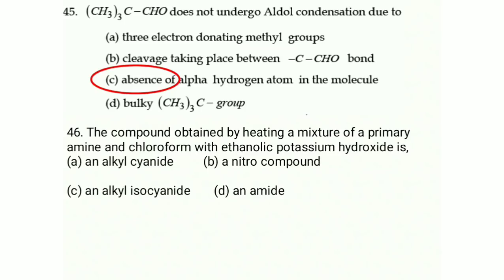The compound obtained by heating a mixture of primary amine and chloroform, see, remember, ethanolic potassium hydroxide. In the amines chapter, wherever you come across primary amine, chloroform and ethanolic potassium hydroxide, it should be isocyanide formation, that is the carbylamine reaction. So the answer for this question is C.